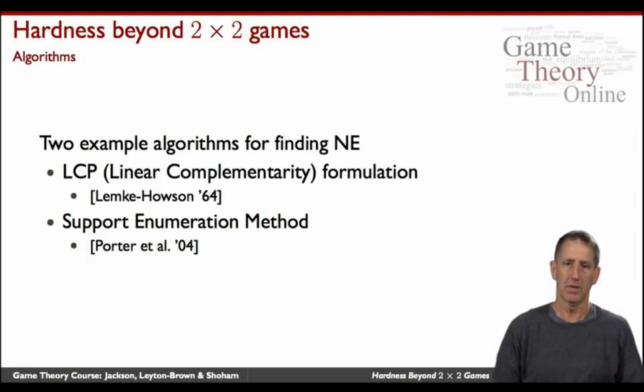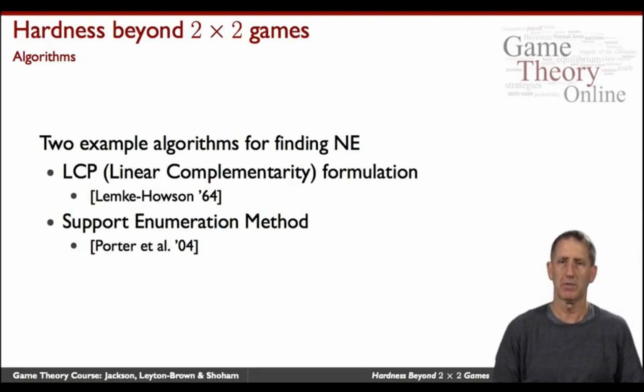One of them starts with a mathematical formulation of the problem called a linear complementarity problem. And once you set it up as a mathematical optimization problem, you can apply various algorithms to that. The most famous one for two player games is due to Lemke and Howson. And this is an algorithm that really displays a deep understanding of the mathematical structure of what a game is and the nature of Nash equilibria.